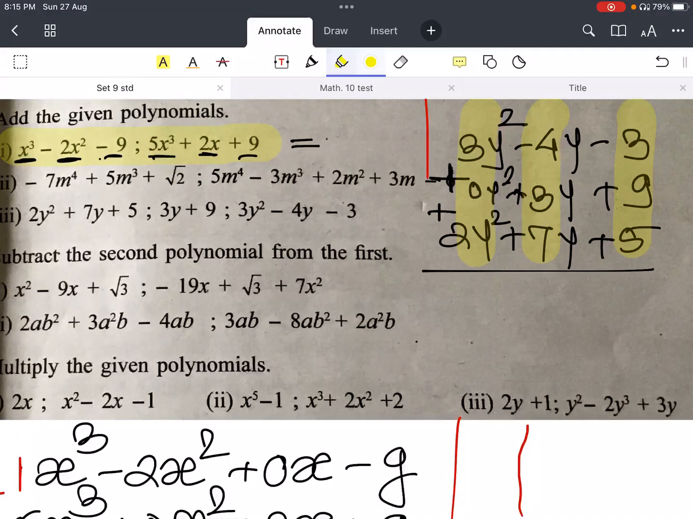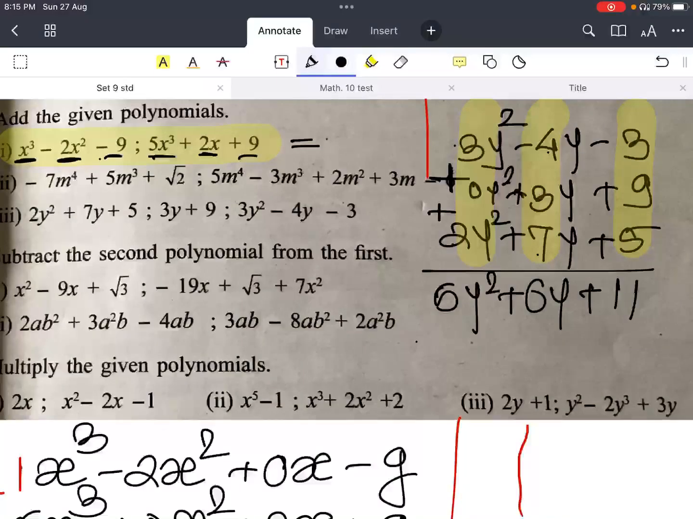So 9 plus 5, 9, 10, 14. 14 minus 3 is 11. Next one, 7 minus 4, 3, 3 plus 3, 6. So therefore plus 6y. Next one, plus 3 plus 2, that is 5y square. So for this third case, your answer is 5y square plus 6y plus 11.